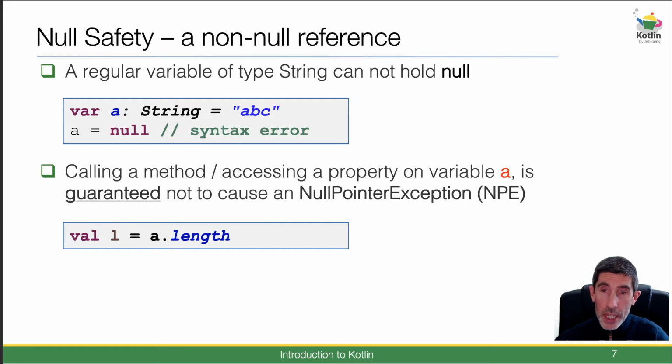Okay, so when we say val l is assigned a.length, we're guaranteed that a will have a value. So we can code optimistically and assume that l will have a value. We can go off and do something with l, and we know when we try and invoke a method on l again, it won't crash. We won't get that null pointer exception.